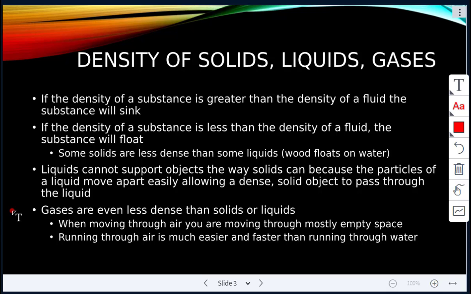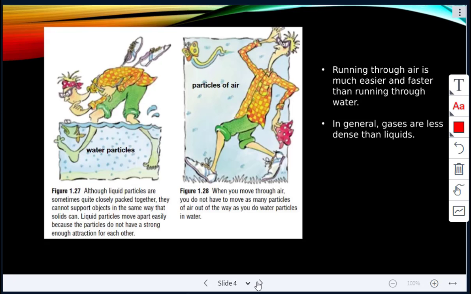Think about when you're moving through the air, you are moving through mostly empty space. Now think of running through water. Let's say you're at the swimming pool and you're trying to run through water. It's much harder to run through water than it is through air. This is just a comparison of that. Running through air is much easier and faster than running through water. And in general, we know that gases are less dense than liquids.